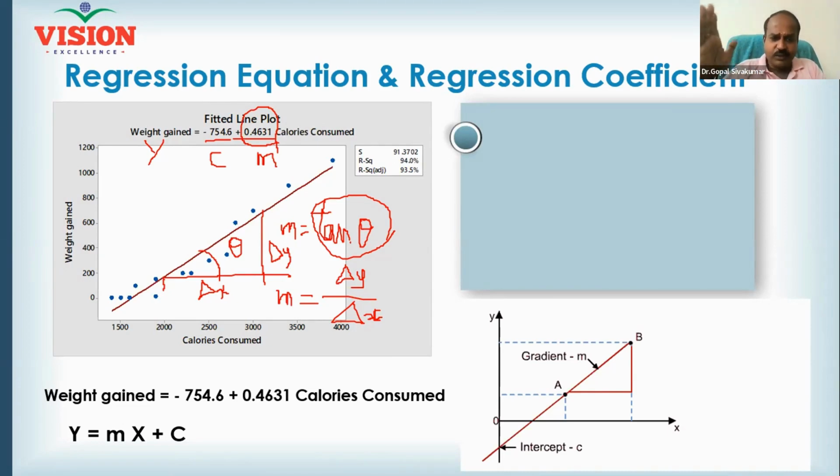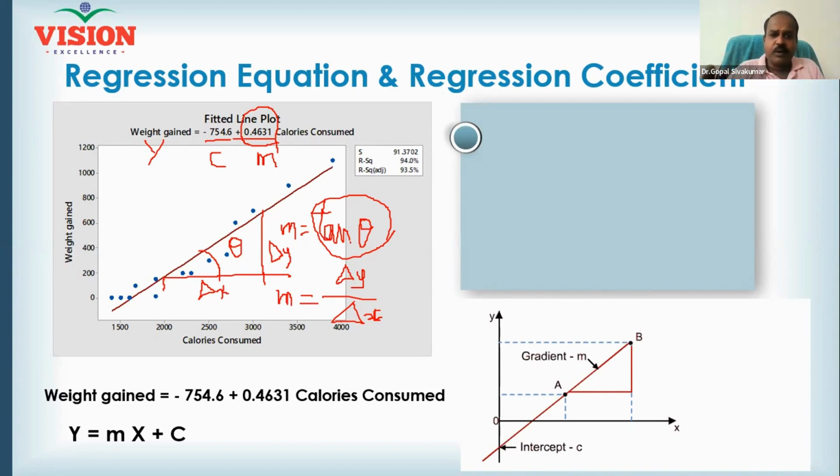Suppose Y is the strength of the material, or Y is the resistance of your circuit, and you want to reduce the resistance. Then you have to reduce your X. I do not know what that X is, you have the process knowledge. You know the Y and X. Reduce the X, Y will reduce. Increase the X, Y will increase. And how much will it increase? When I increase X by 1 unit, Y will increase by 0.4631 unit.